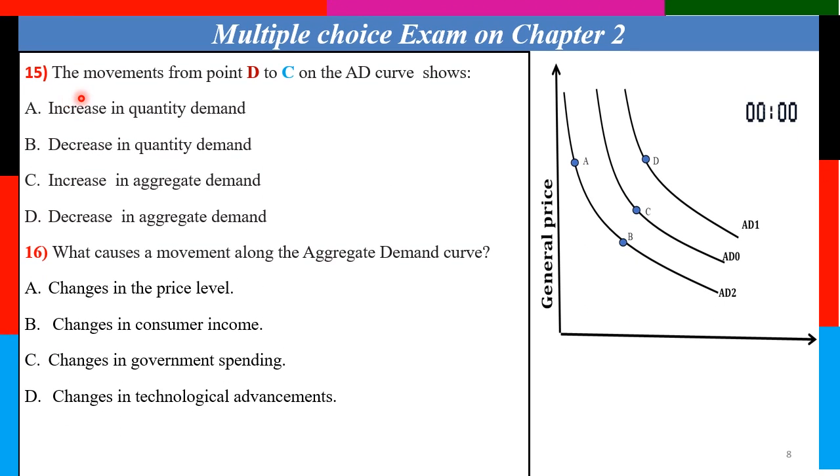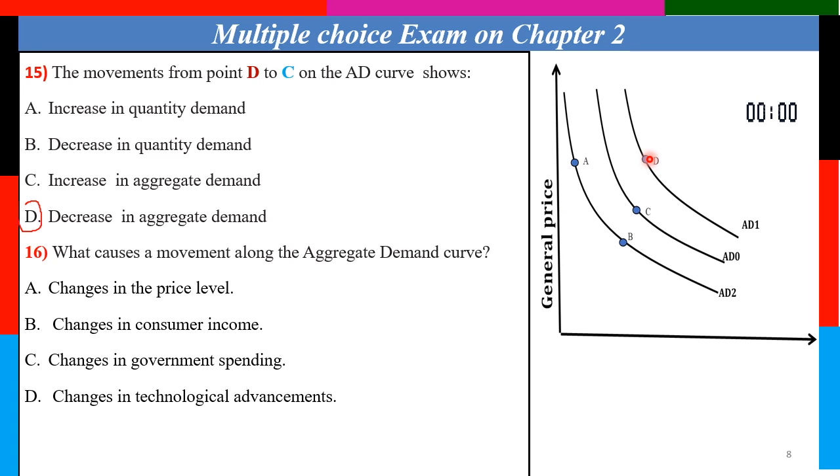Question number 15. The movement from point D to C, here from D to C, on the aggregate demand curve shows increase in the quantity demand, decrease in the quantity demand, increase in the aggregate demand, decrease in aggregate demand. D is the answer.